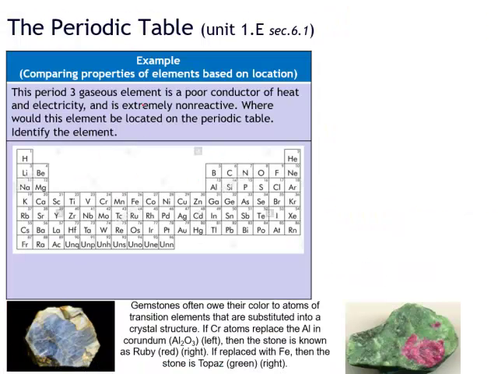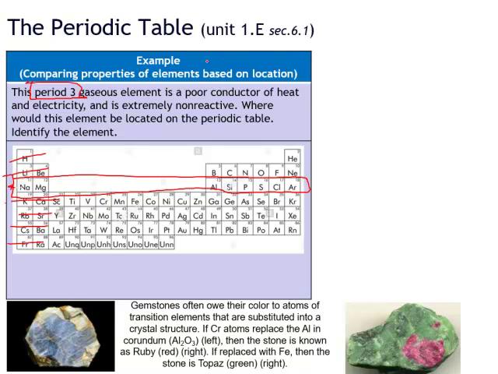So let's practice using some properties to compare or to identify the location of certain elements. In this example here, a period 3 element is a gaseous element and a poor conductor of heat and electricity, and it is extremely non-reactive. Where would this element be located on the periodic table? So let's start breaking this up and show you some tips. Try to find the hints. One of the hints is that it's period 3, right? So it's not 1, it's not 2, it's not 4, it's not 5, it's not 6, not 7. It's period 3. So it's somewhere here in this realm, in this row of friends.